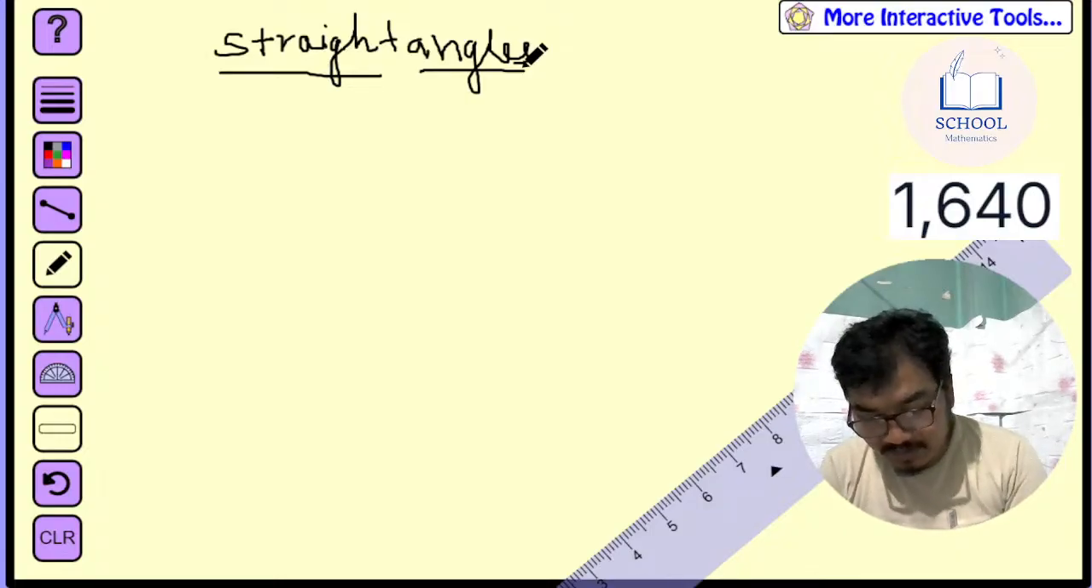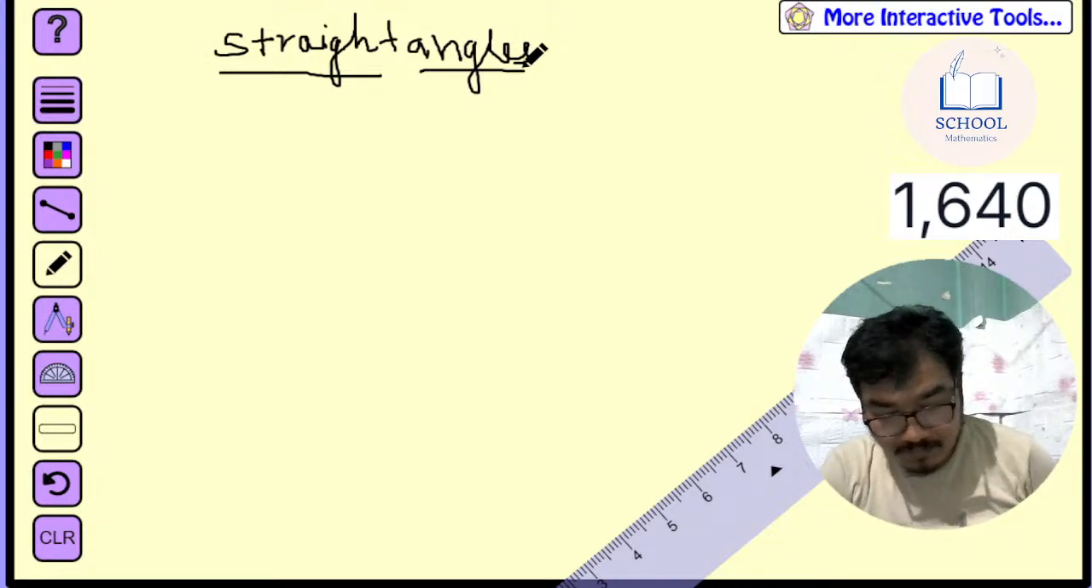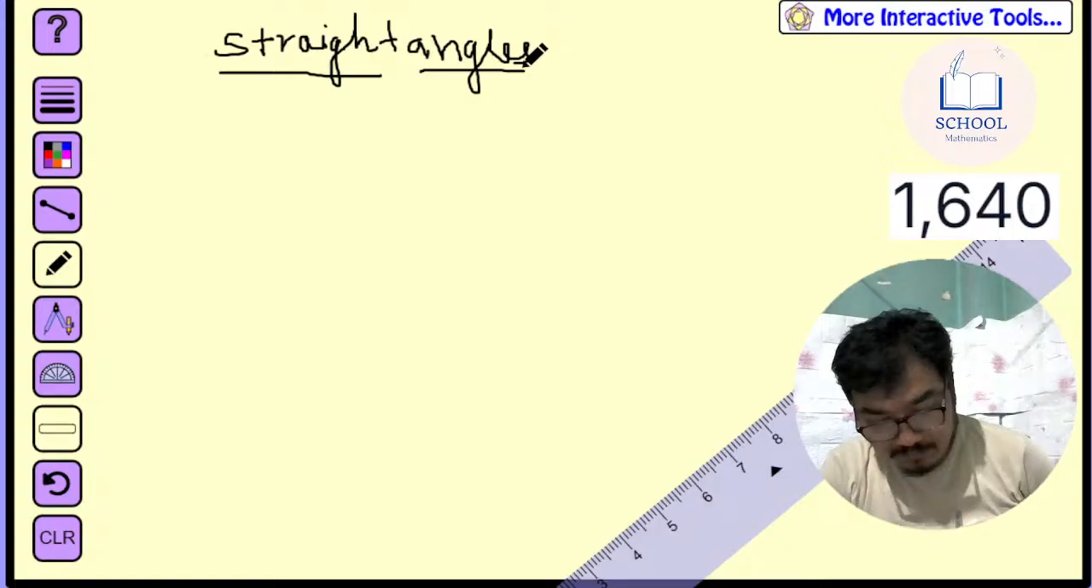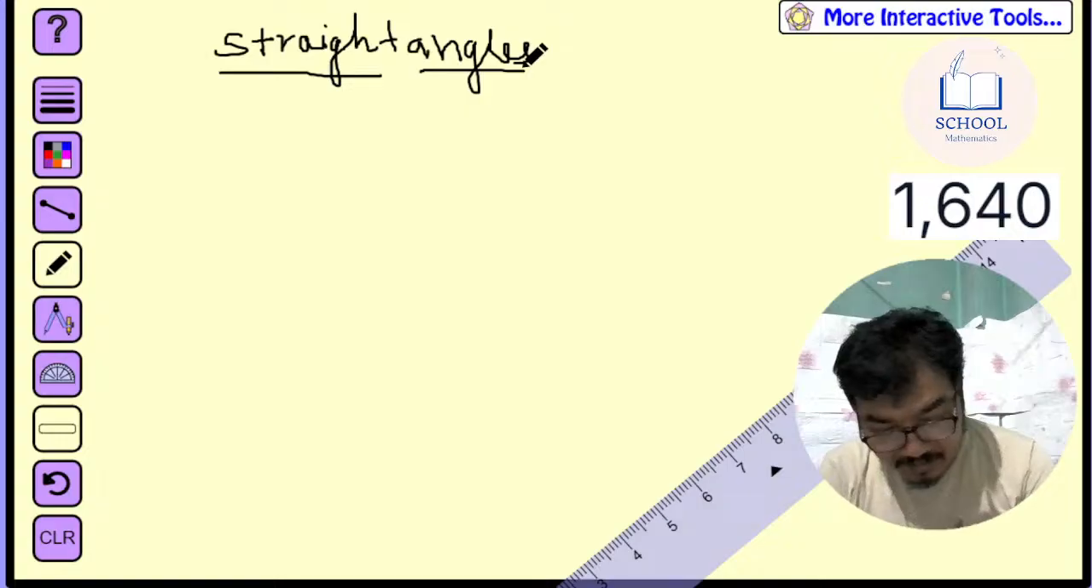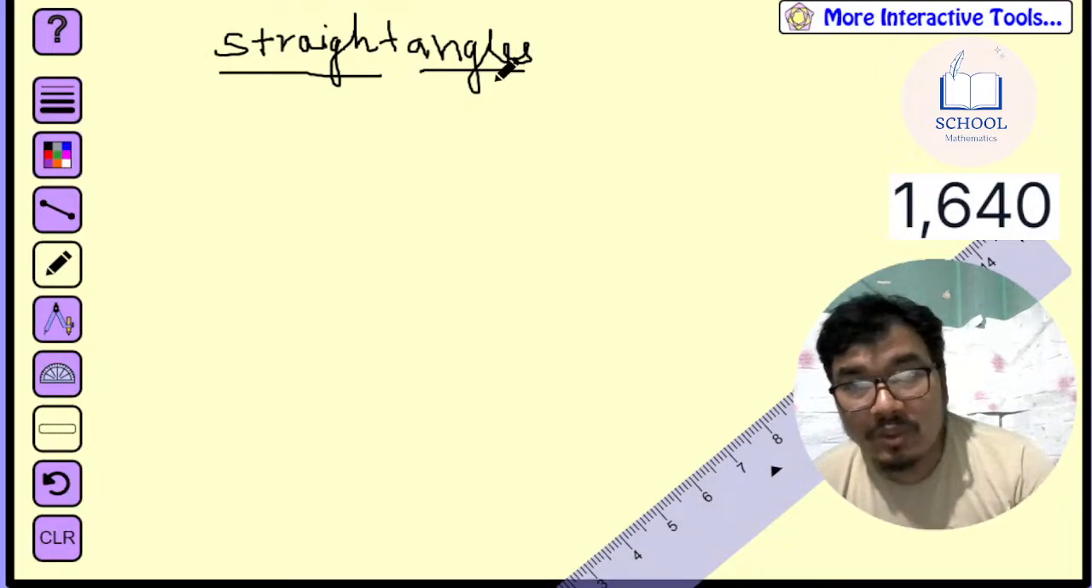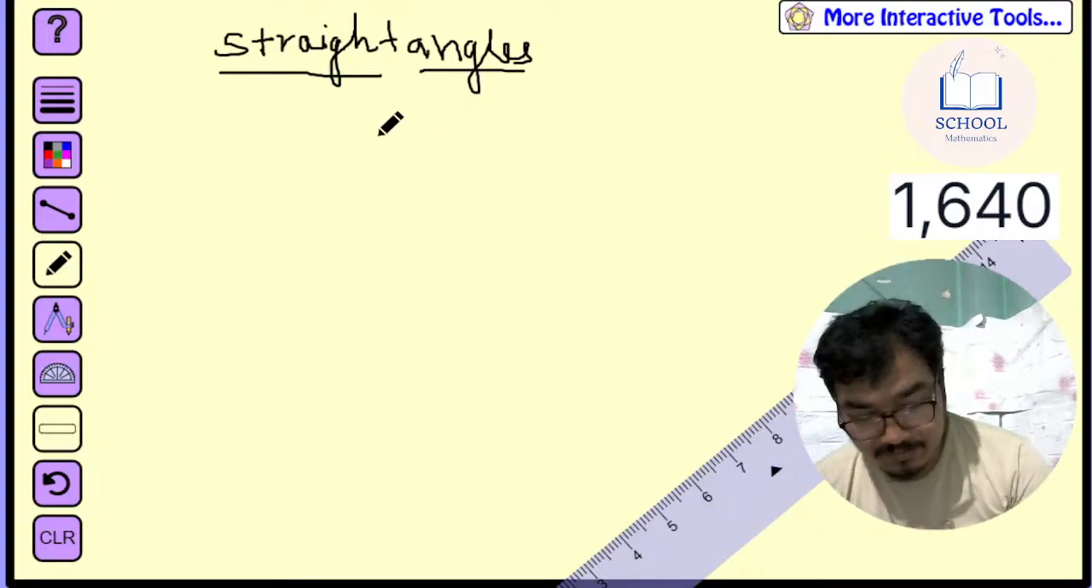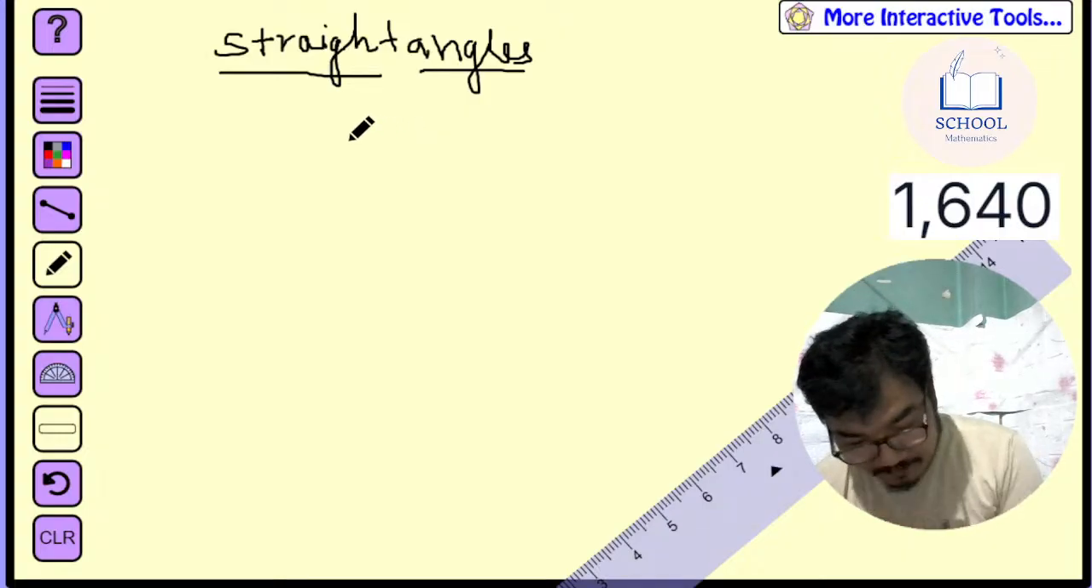In this straight angle, we need to know first of all, look there, okay, when we add two or more angles, if their sum comes to 180 degrees, they are said to be straight angle.